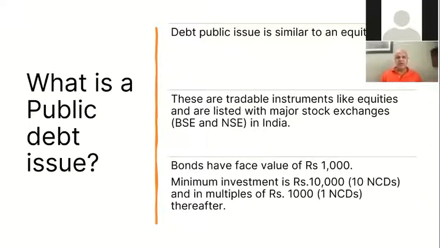The difference between a public debt issue and what is called a private placement of bonds is that in a public debt issue, your investment is as low as rupees 10,000. The face value of the bond is only rupees 1,000 and the minimum investment is 10,000. In a private placement, the face value itself is rupees 10 lakhs and the minimum investment is also rupees 10 lakhs. So that's the big difference.